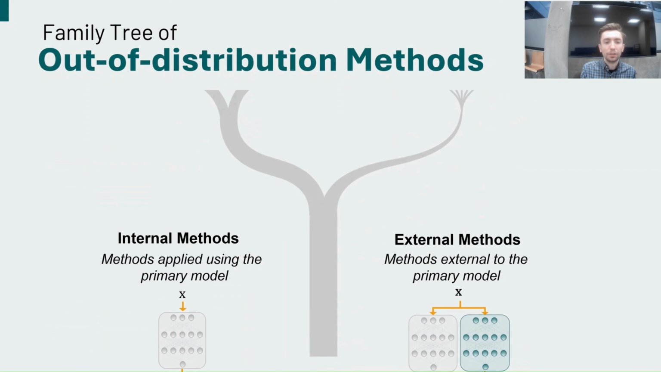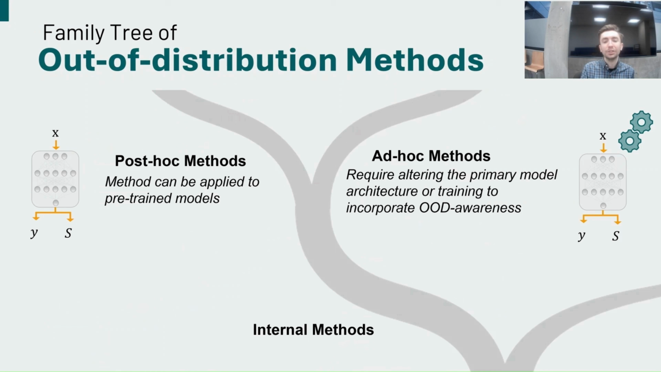Going back to our family tree, we can then look at internal methods here, which we separate into 2 further groups. So we have post-hoc methods and we have ad hoc methods. Post-hoc methods can be applied to pre-trained models, whereas ad hoc methods require altering the training of the primary model or its architecture to incorporate OD awareness in some way and improve OD detection.